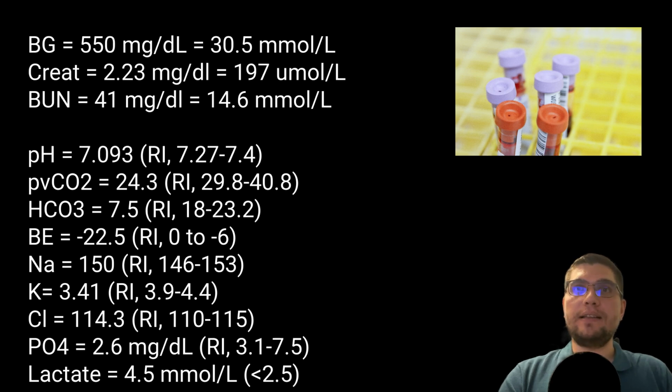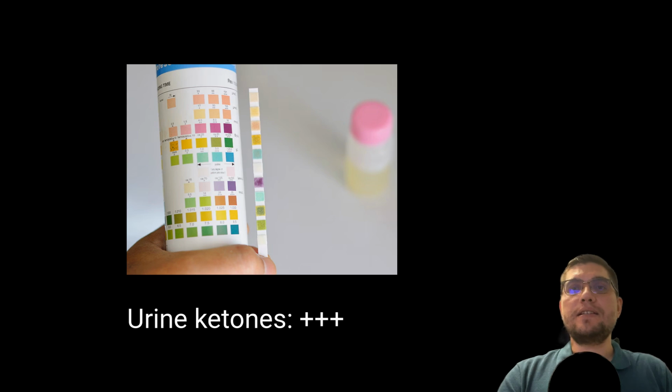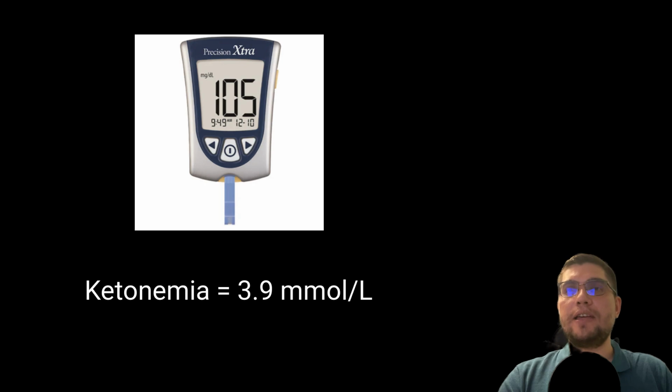His phosphorus was slightly low at 2.6 milligram per deciliter. His lactate was elevated at 4.5 millimoles per liter, and his anion gap was elevated at 31.6. You can see the calculation on the screen. In addition, his urine analysis showed high concentration of ketones. There were 3+ if you do the nitroprusside test, and he was ketonemic, so he had elevated ketone levels as measured with handheld device at 3.9 millimoles per liter.